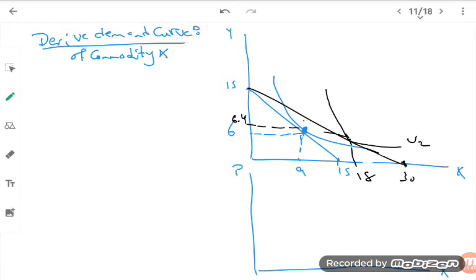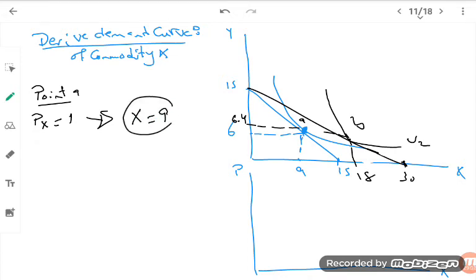And this is number 2. This is A and this is B. Point A, at this point, Px was 1. As a result, consumers are going to buy 9 units. In case number B, price of X decreases to 0.5. As a result, people are going to demand more and they are going to buy 18 units.